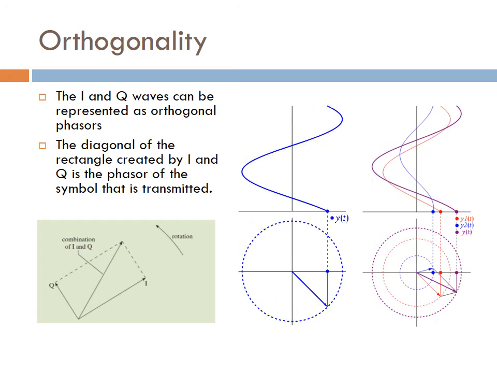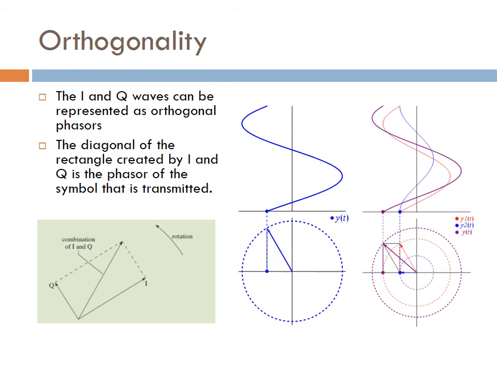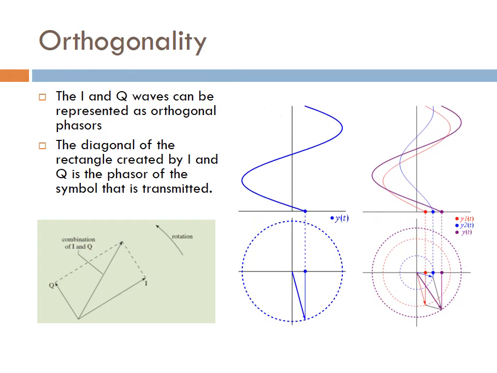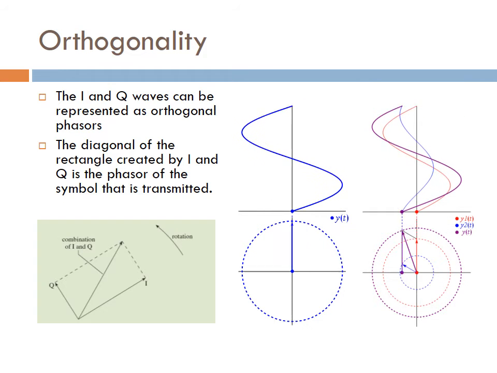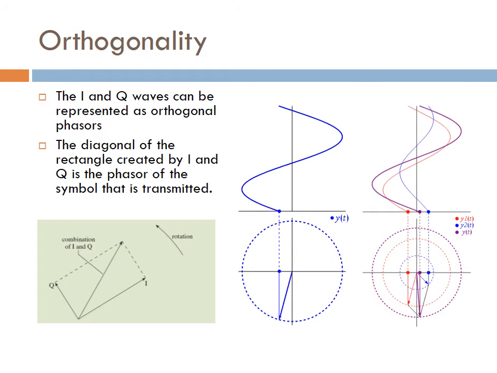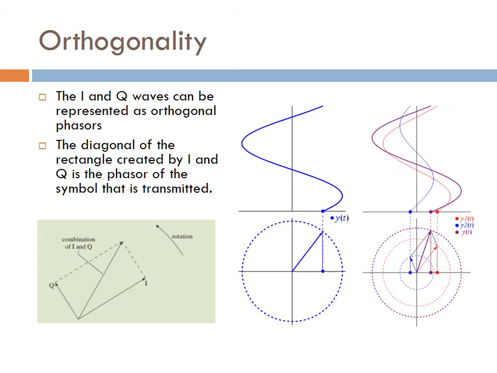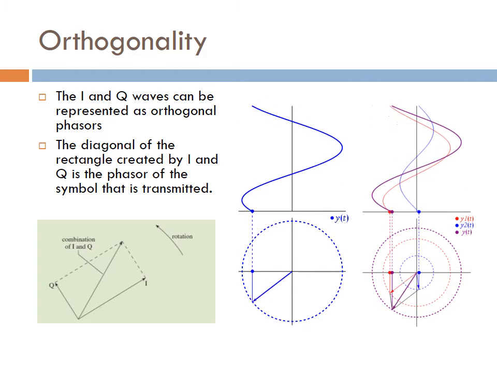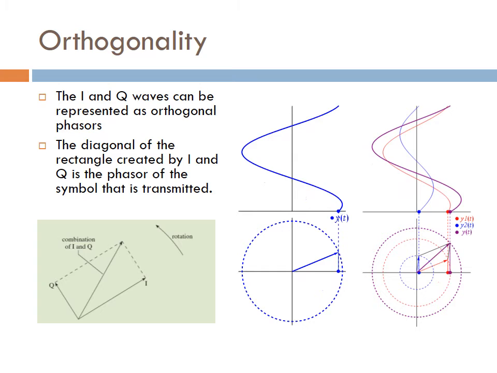As you can see in the following figure, the I and Q waves can be represented as orthogonal phasors. The diagonal of the rectangle created by I and Q is the phasor of the symbol that is transmitted.